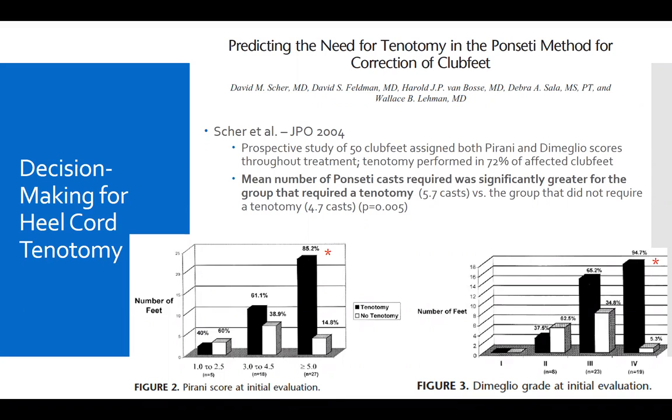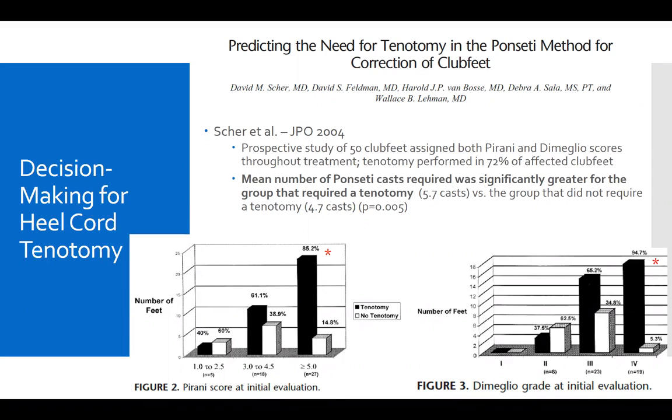So the first figure we see on the left compares the rate of Achilles tenotomy stratified by the severity of their initial Pirani score. They actually found a significant difference in the group that scored a Pirani score of 5 or greater, which is a pretty severe clubfoot deformity at initial evaluation. And you can see that about 85.2% of these kids actually required a tenotomy before the final cast.